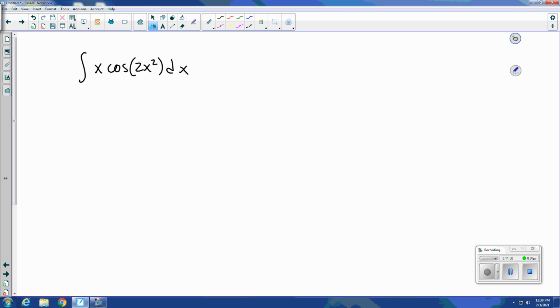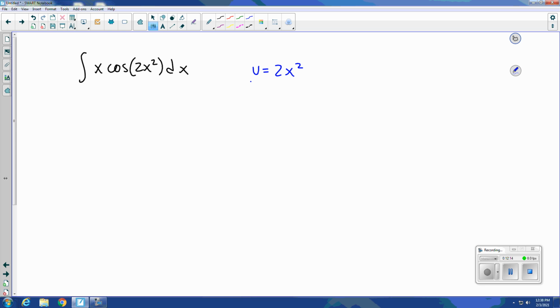The question is, which piece do I set u equal to? A good place to start, set u equal to what's inside the uglier of the two parts of this product. So I have x and cosine of 2x squared. Hopefully you would agree that cosine of 2x squared is much more involved and uglier in terms of the way it looks. So let's say u we think should equal 2x squared.